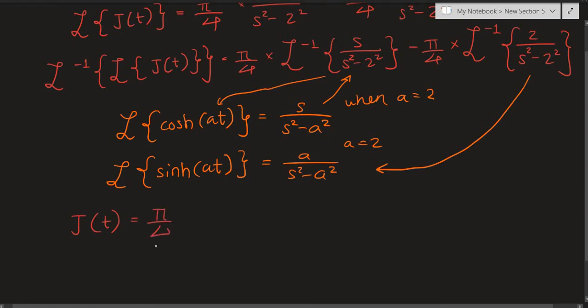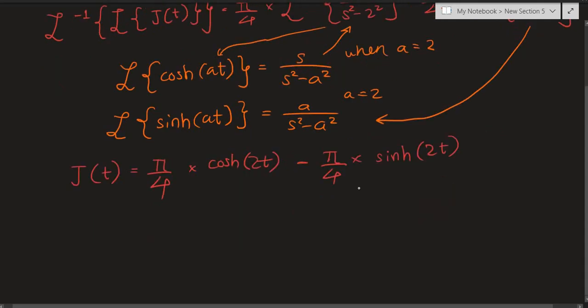which can be written as pi over 4 outside, times the inverse Laplace transform of s over s squared minus 2 squared, as discussed, is cosh of, well, a can be taken as 2, following this formula, 2 times t, minus pi over 4 times, as discussed before, the sinh of 2t. And since, as I told you, the Laplace transform takes in a function of t and gives out a function of s, the inverse Laplace transform does the opposite, takes in a function of s and gives out a function of t. So don't be surprised when you see a t over here. It's actually a sign of doing your inverse Laplace transforms correctly.